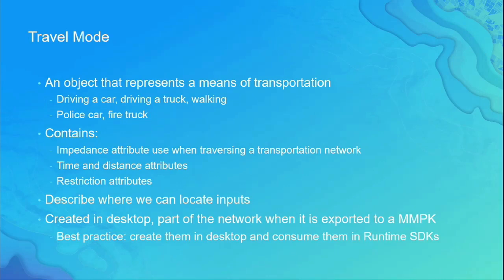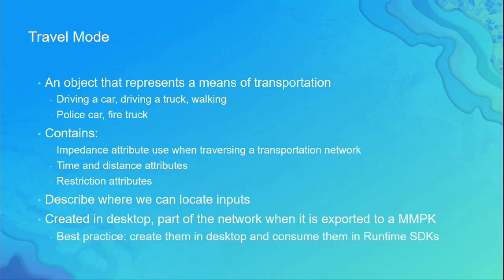If you're a delivery company and you have one size of delivery vehicle, you might make a travel mode specifically for that vehicle versus for, say, a semi-truck. Maybe they have different turning radiuses. They might accelerate differently. They might have different top speeds on the vehicles. And travel modes as objects contain the impedance attribute that we use when traversing a network.